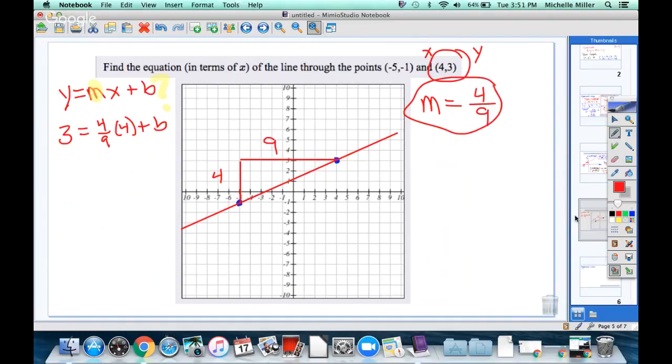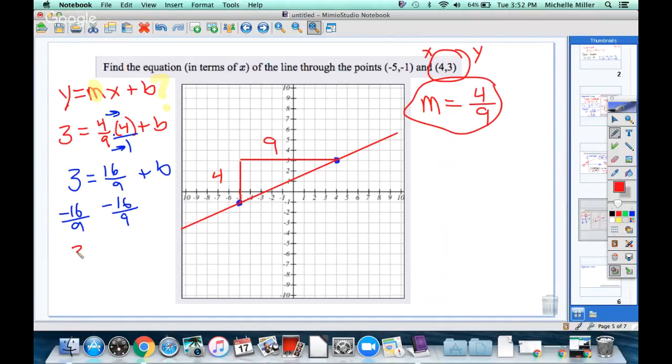So 4/9 times 4 is 16/9, right? Multiplying fractions, you multiply across numerator, denominator. Common denominator is irrelevant. So 3 equals that plus b. Since it's connected by addition and it's positive, I'm going to subtract 16/9 from both sides. So now I have to figure out what is 3 minus 16/9.